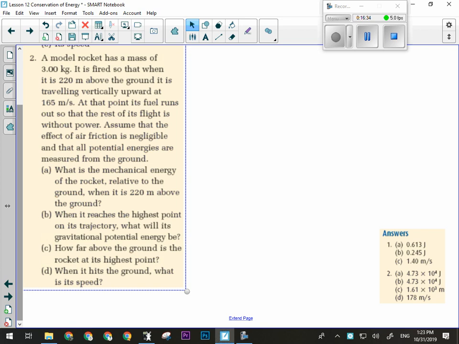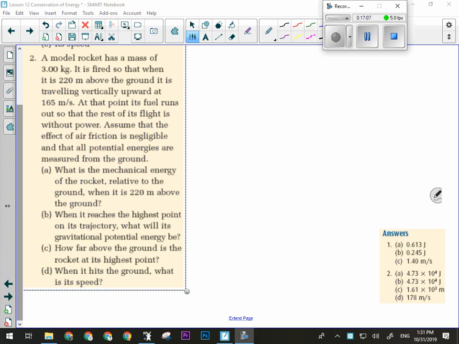So A, what is the mechanical energy of the rocket relative to the ground when it's 220 meters above the ground? And when it reaches the highest point in its trajectory, what will its gravitational potential energy be? And then how far above the ground is the rocket at that point? And then finally, when it hits the ground, what will be its speed? There's a lot less calculating in this than those questions make it seem. Okay? Give you some time on that one.